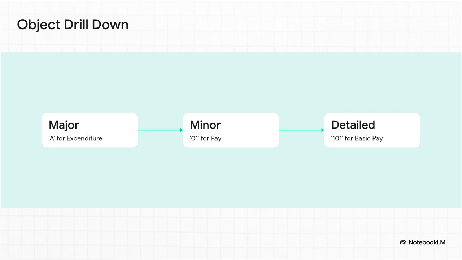And this brilliantly illustrates how the object drills down from that really broad category. It goes from a major category like A for expenditure, funnels down into a minor classification like 01 for pay, and then finally drops down to a highly detailed line item like 101 for basic pay.